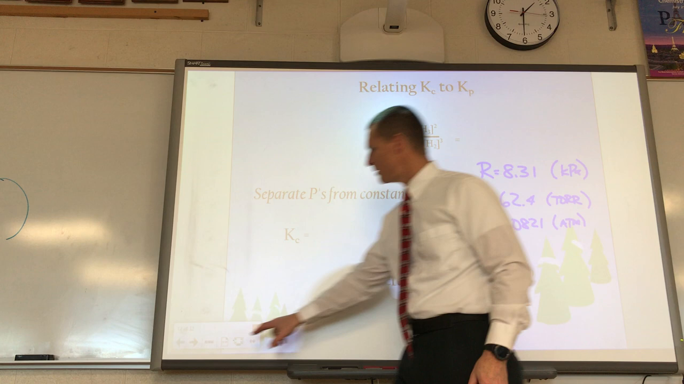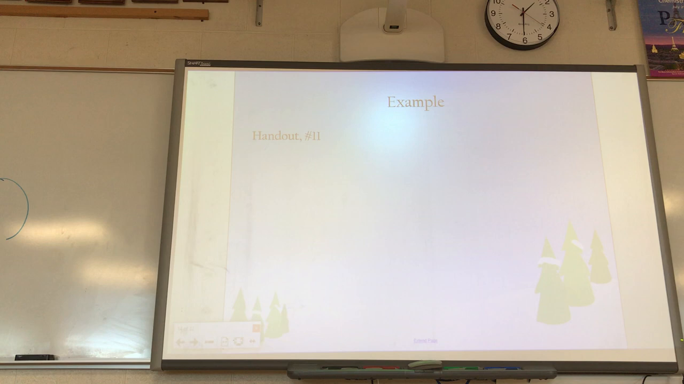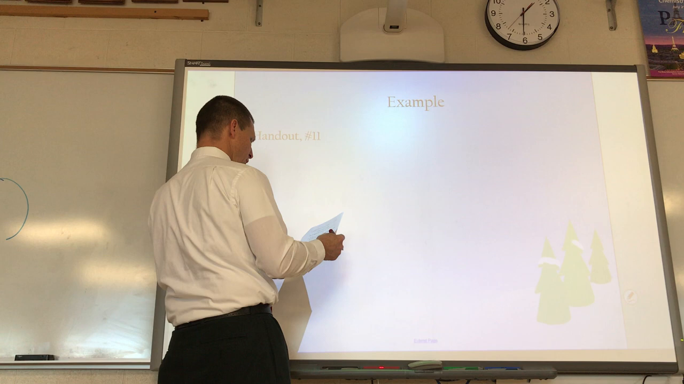That is going to be the next one, number 11. So let's try a real problem where we have to relate KP to KC. That would be number 11. This is not a difficult thing to do, but I do want you to see it and do a problem like this before you're stuck doing them on your own.